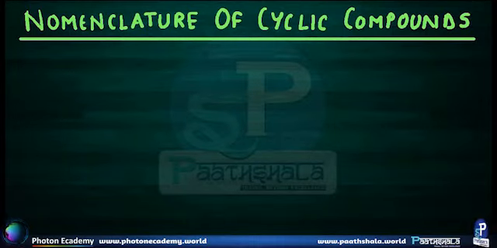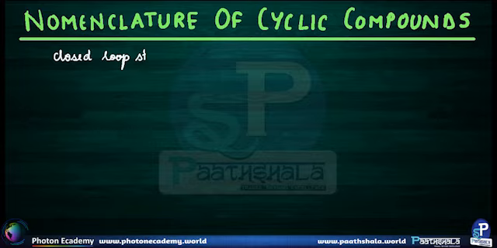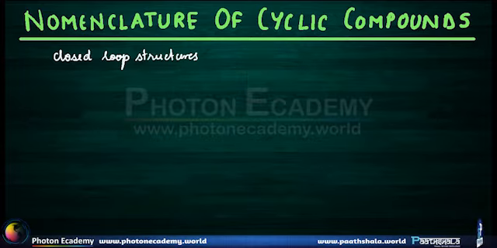Nomenclature of cyclic molecules. Before learning their naming, let's see what exactly cyclic molecules are. So, cyclic molecules are closed loop structures. For example, in this example, the rules of bond line notation are exactly the same. The corner of the zigzag line represents a carbon atom.